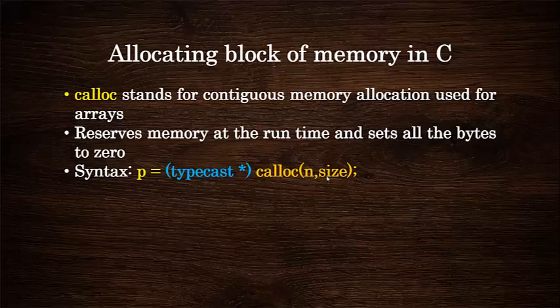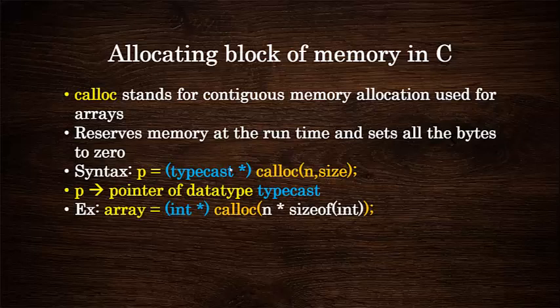As I told you, P is a pointer of the data type typecast, and let's say for example here we have the same kind of allocation, that is your pointer variable array is assigned to a block of memory allocated using calloc, where we are passing 2 input arguments.